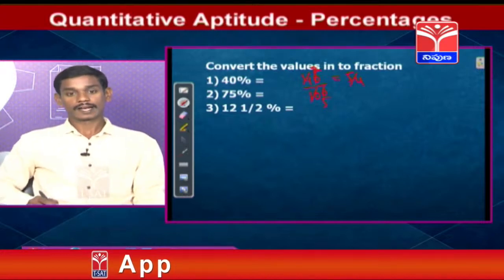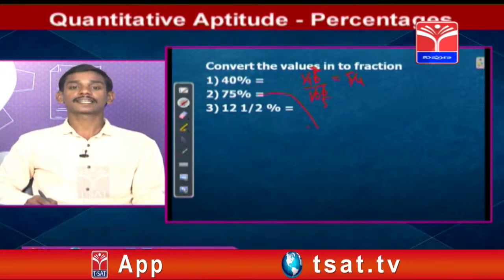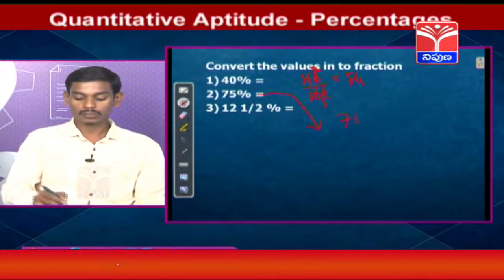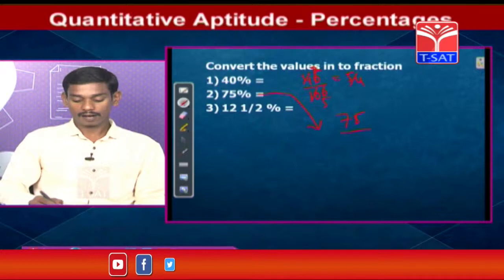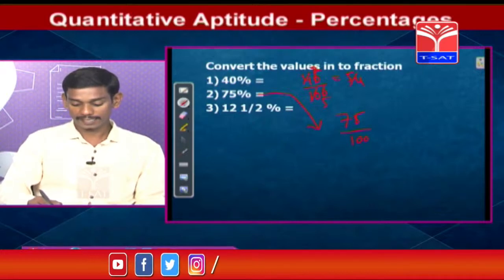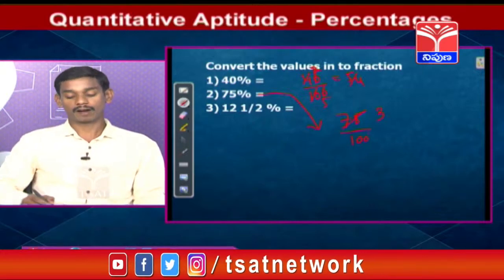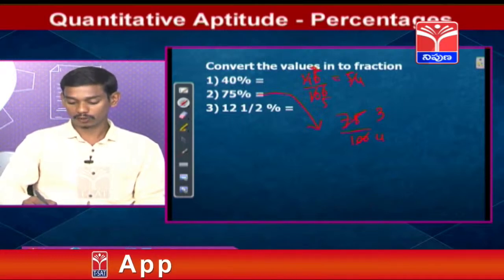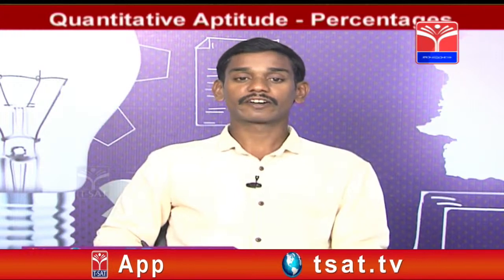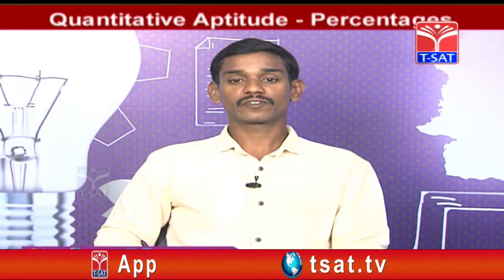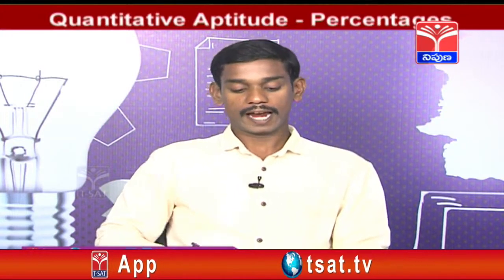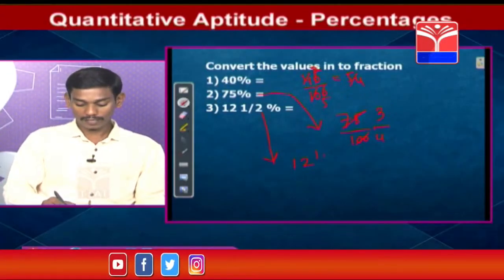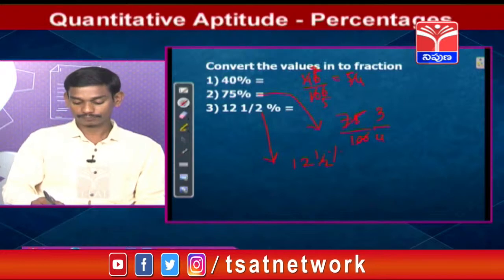2 by 5. And the second one, 75 percent. Now we want to convert it to a fraction. Already we know, for 75 percent, just divide by 100. 25 threes are 75 and 25 fours are 100. So 75 percent is equal to which fraction? 3 by 4.